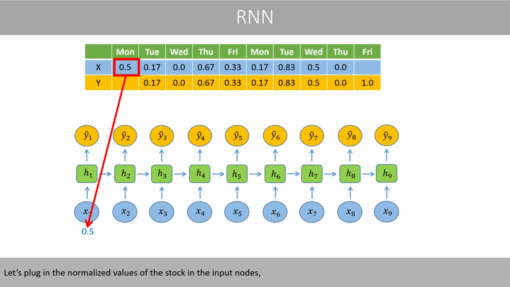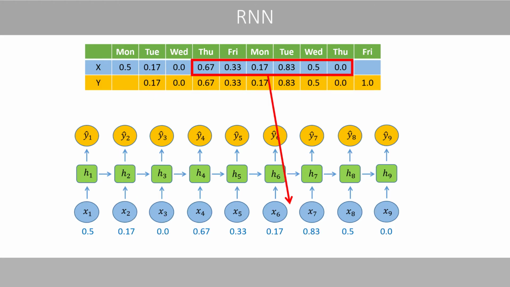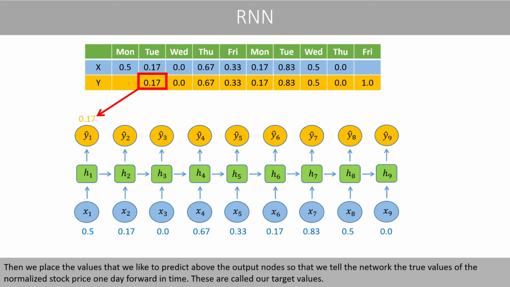Let's plug in the normalized values of the stock in the input nodes, like this. Then we place the values that we'd like to predict above the output nodes, so that we tell the network the true values of the normalized stock price one day forward in time. These are called our target values.